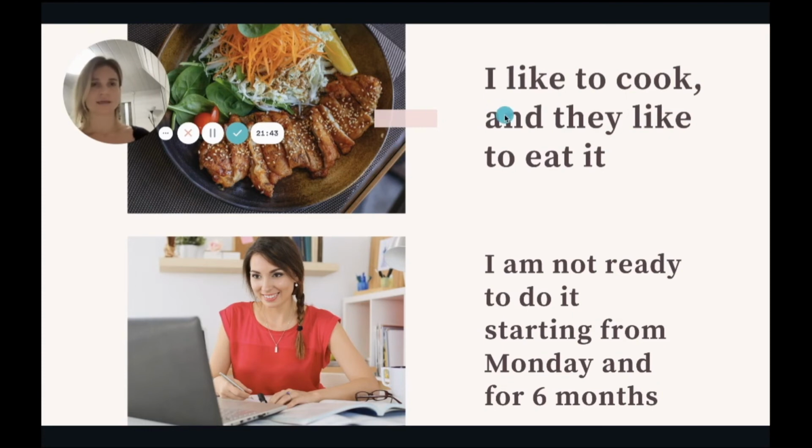Student A says, I like to cook and they like to eat it. And then the student continues talking about their cooking habits and how they cook for their family. And these words repeat: cook, eat, cook, eat. I cook and they eat. When I cook, they eat. When I don't cook, they don't eat. And they like to eat. And my question is, what if we replace it with a better verb, a slightly different verb?